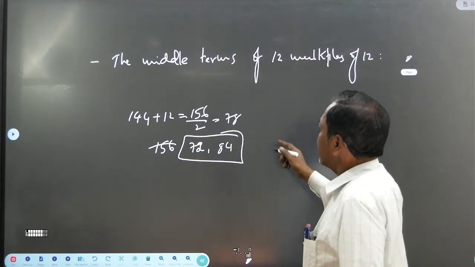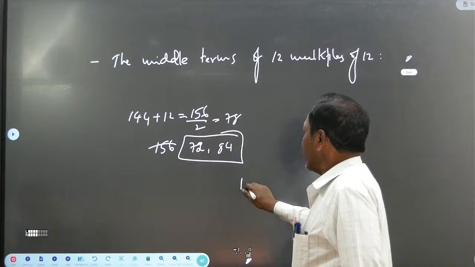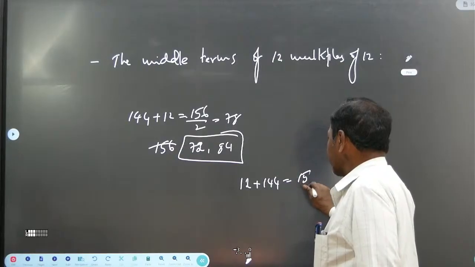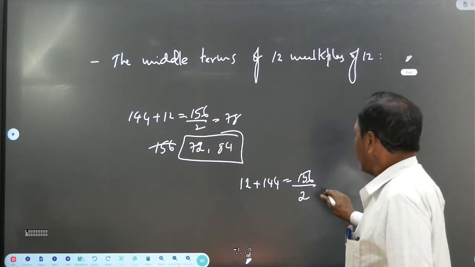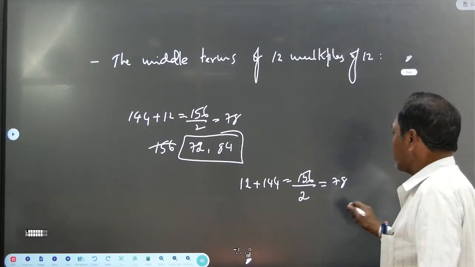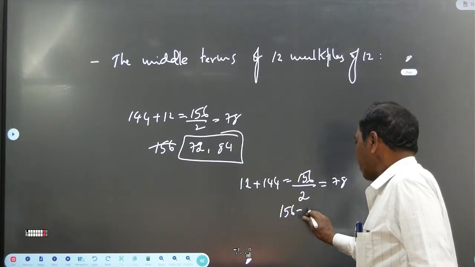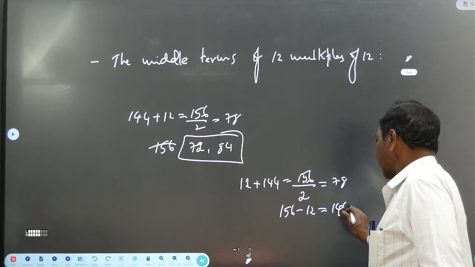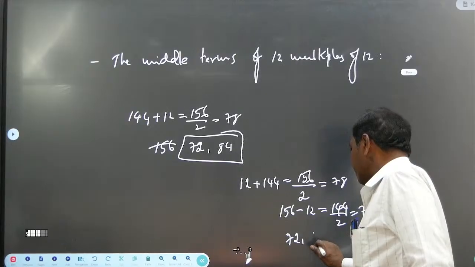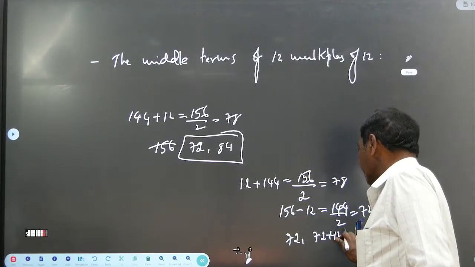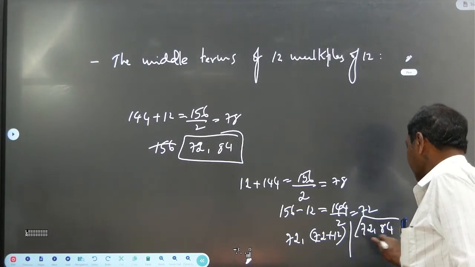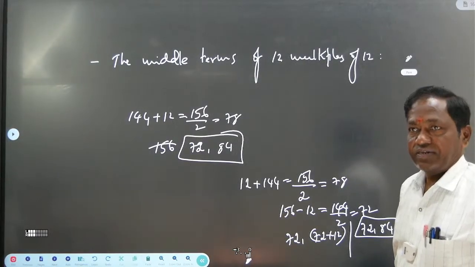For example, you can take the first number from the beginning, 12, and the first number from the last, 144. It means what? 156. 156 by 2, you will get what? Average 78. Again 156 minus 12, it means 144 divided by 2, 72. First number is 72, another number is 72 plus 12, right? So 72 and 84 is like that. That's right. Fine, wonderful, right?